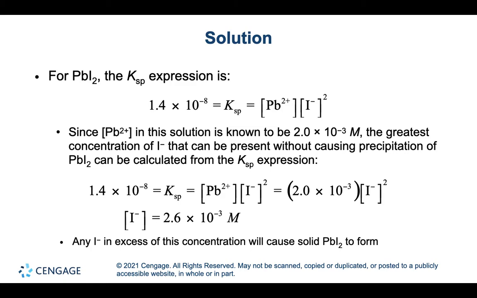So looking at PbI2, the Ksp is 1.4 times 10 to the minus 8, which is the lead 2+ ion molarity times the I minus molarity squared. So if we know our lead 2+ in the solution is 2 times 10 to the minus 3, we can divide both sides by that and then take the square root and find the I minus at which PbI2 will start precipitating. In other words, we will start precipitating at an I minus concentration of 2.6 times 10 to the minus 3. So anything beyond 2.6 times 10 to the minus 3 molar for I minus will begin pulling lead out of the solution as PbI2.